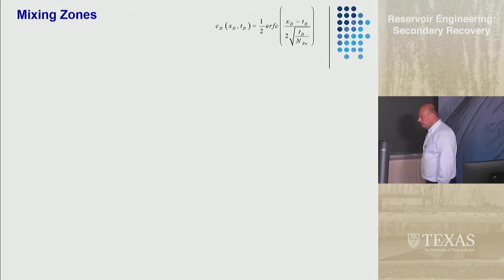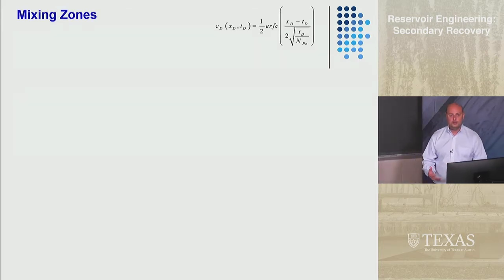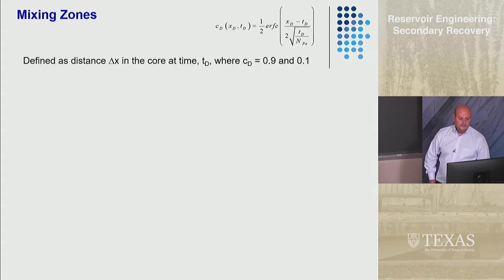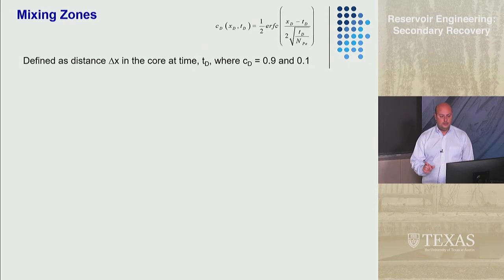Okay, I'd like to talk a little bit about mixing zones. What we're talking about with dispersion is mixing, which means there's some spreading of that concentration front. Again, in the upper right-hand corner, I've got our solution for the dimensionless concentration. And we're going to define the mixing zone. This is a little arbitrary, but we're going to define it as the distance delta x in our one-dimensional reservoir, in our core, at some time t_D, between where C_D is equal to 0.9 and where C_D is equal to 0.1. So you're going to have this curve.